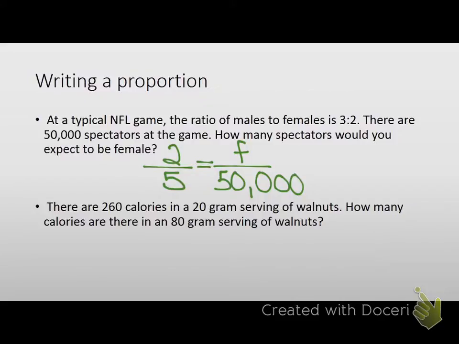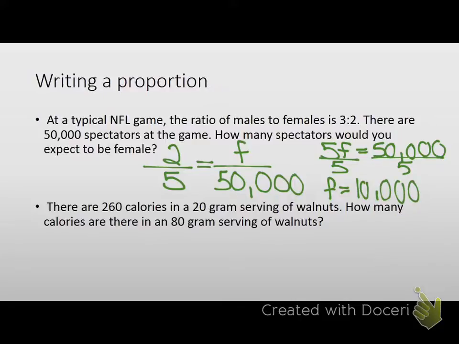Do you see that? It goes back to what we were talking about when we're setting up proportions. It has to be the same thing on both sides. So now on both sides of my proportion, I've got females over total. Females over total. So now I can go 5F equals 50,000. What do I divide both sides by? 5. And how many females would I expect? Not 20. 10,000 females. So, if I'm at an NFL game and there are 50,000, hold on, that's not right.